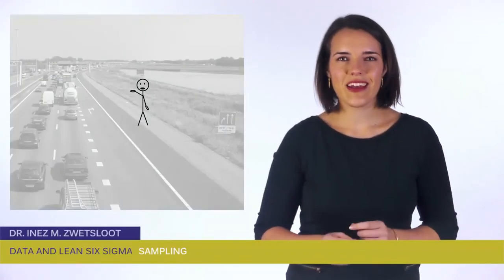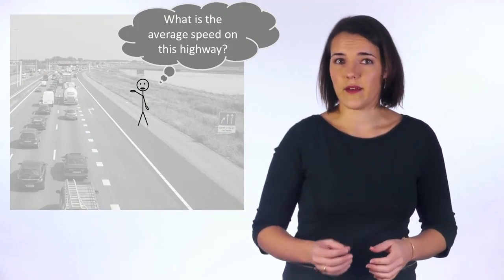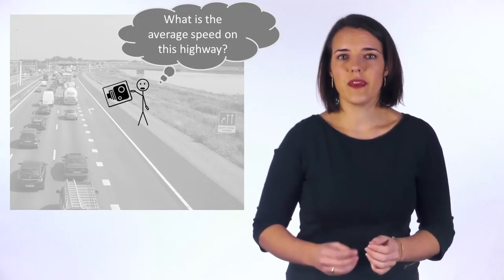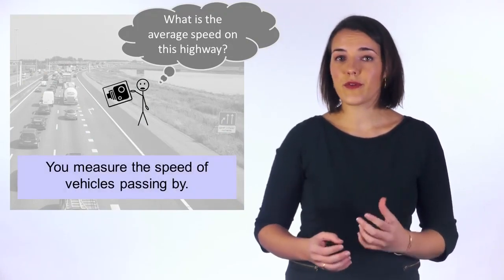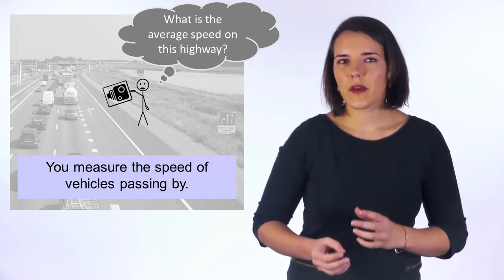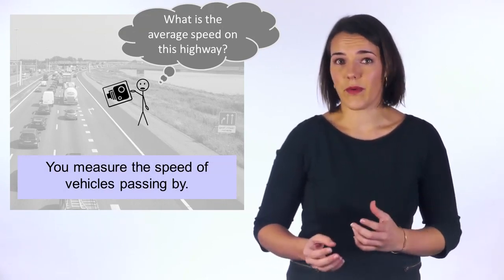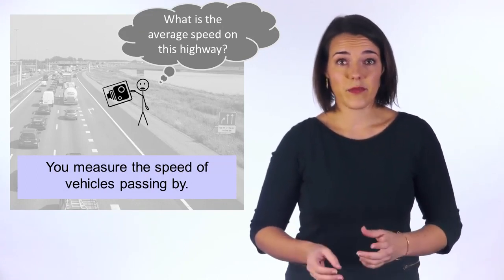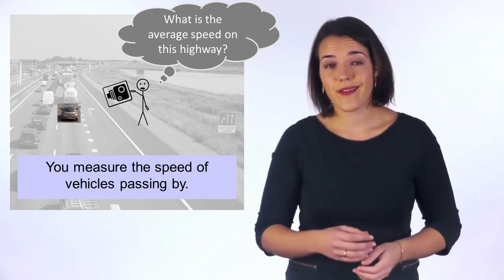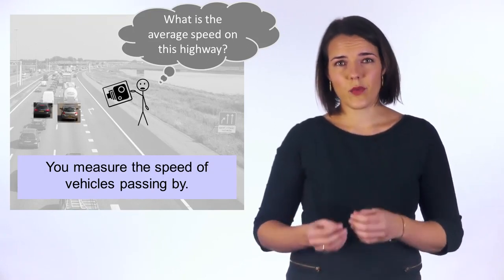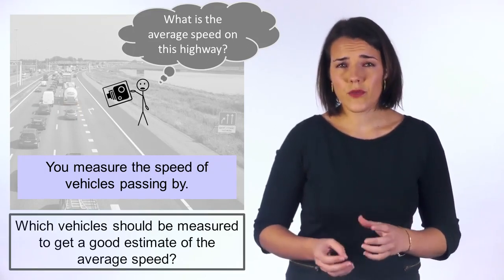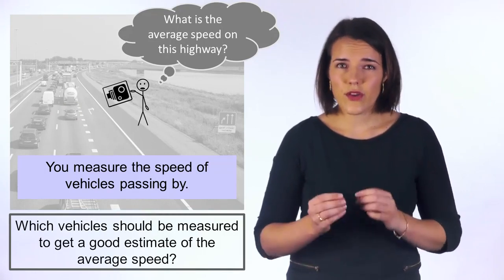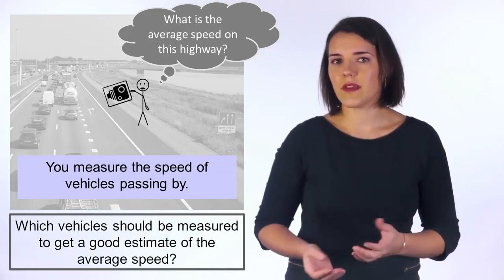Remember that you were standing next to a highway and were wondering, what is the average speed on this highway? Using a speed camera, you measure the speed of vehicles passing by. You cannot measure all vehicles passing by, as it is impossible to measure the speed of two cars that pass by at the same time, like this one and this one. This makes you wonder, which vehicles should be selected to get a good estimate of this average speed?